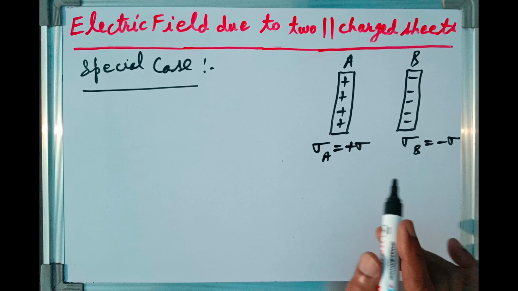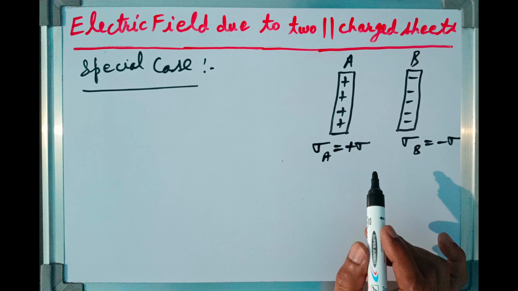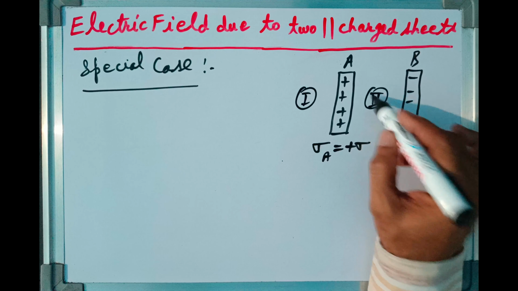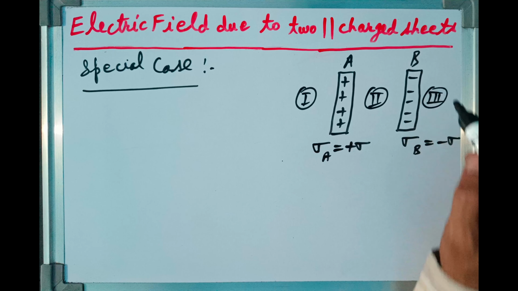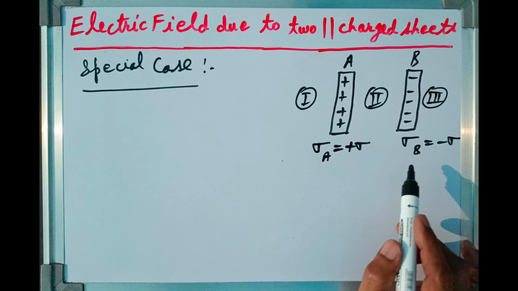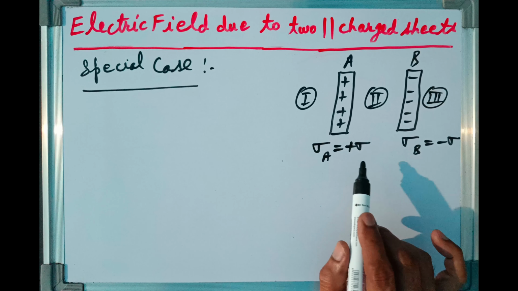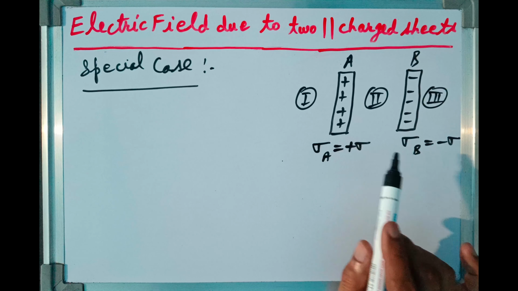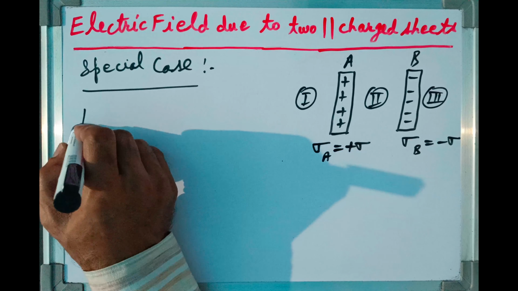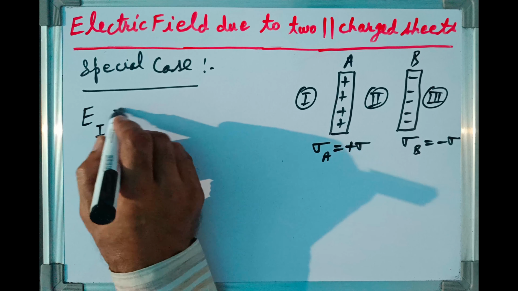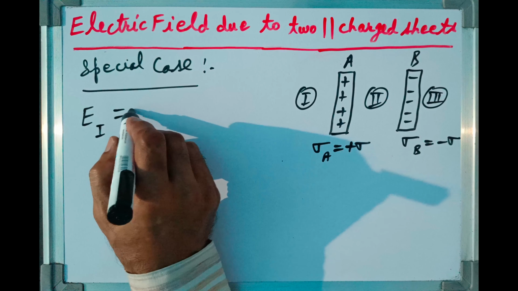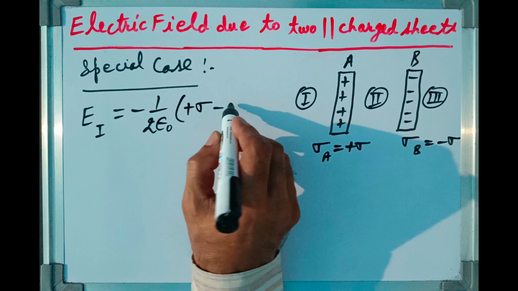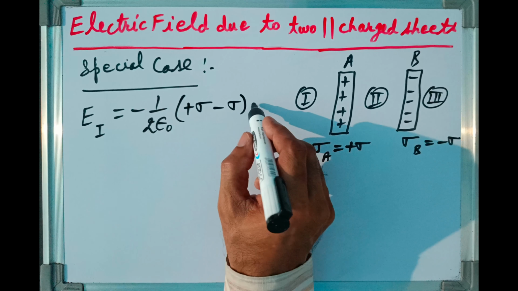Then what will happen to the previously derived expressions for electric field in the first portion, in the second portion, and also in the third portion? Let's modify the previous relation by putting the values of sigma A and sigma B equal to plus sigma and minus sigma. Sheets are equally and oppositely charged. From previous equations, we can prove that electric field in the first portion comes out to be minus 1 upon 2 epsilon naught. Inside the bracket, there will be plus sigma, minus sigma, and result will be equal to 0.